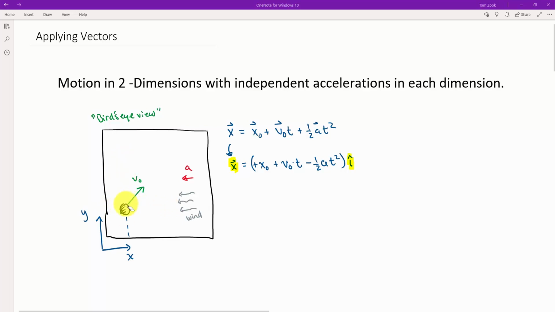So if something is moving in a direction that's not lined up with the x-axis or the y-axis, like I have now, then I need to treat each dimension separately. I need to be able to separate quantities like initial velocity, acceleration, position for the two different dimensions, and that's where vectors can come into play.